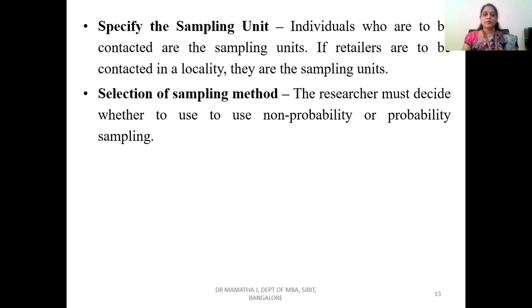But in case of non-probability, there is a bias involved because it depends on the judgment or the convenience preference of the researcher. Under probability, you have different methods like simple random sampling, systematic random sampling, stratified random sampling, cluster sampling. These are the four methods which we are going to study. In probability, as I told you, you are giving everybody an equal chance. In the simple random technique, you're going to use either the lottery method or a random number table method.